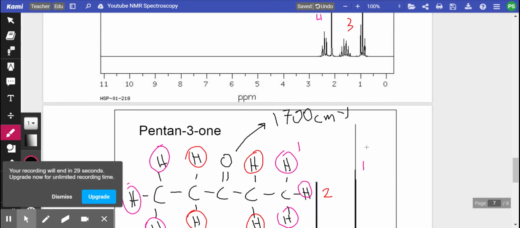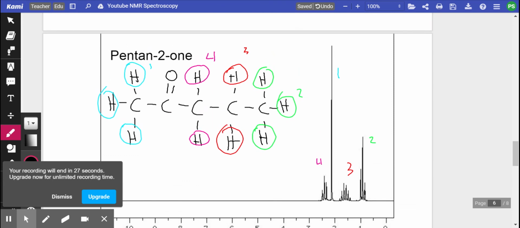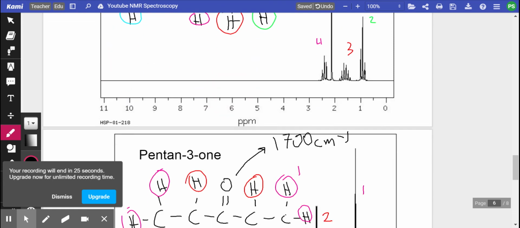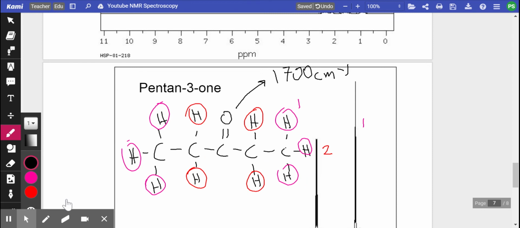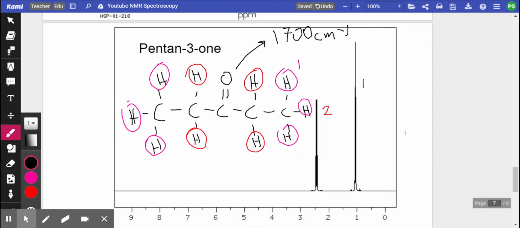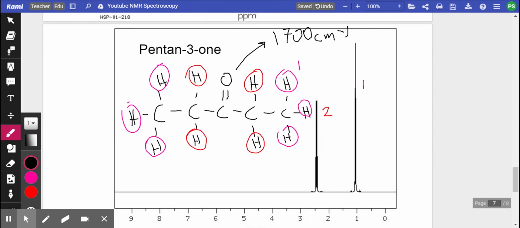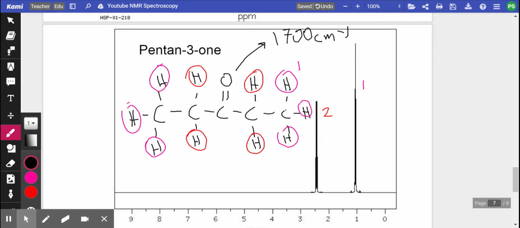So it's so easy to distinguish between these 2 isomers, pentanone and pentanone, based on just the peaks, just in the hydrogen environments in the 2 isomers. Something you cannot do in an infrared and not so easy to do in mass spectrum.